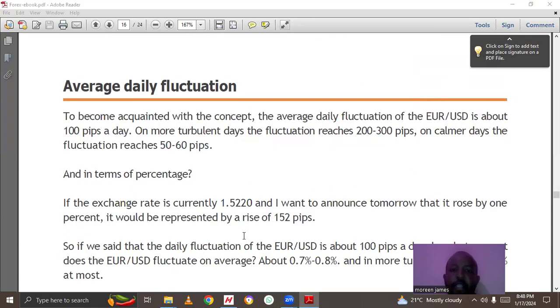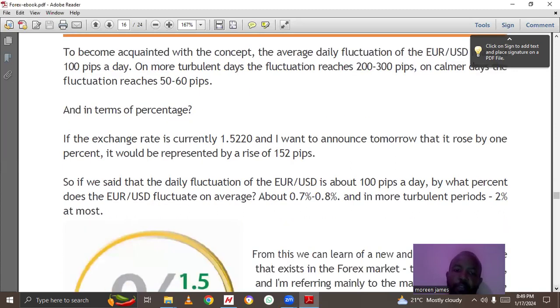The average daily fluctuation of Euro USD is about 100 pips a day. On more turbulent days, the fluctuation reaches 200 to 300 pips. On calmer days, it reaches 50 to 60 pips. And in terms of percentage, if the exchange rate currently is 5.222, and if I want to announce tomorrow that it rose by 1%, it would be represented by a rise of 152 pips. So this is how you calculate.